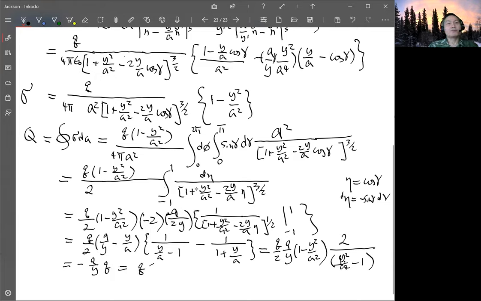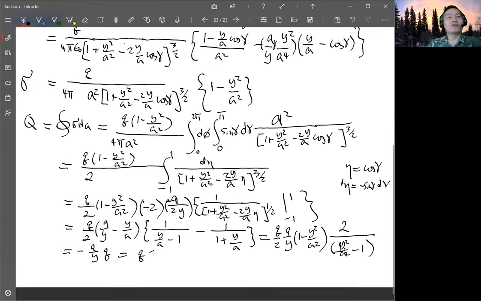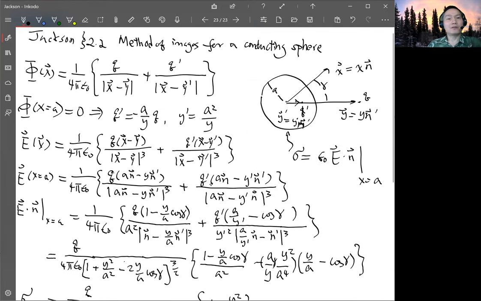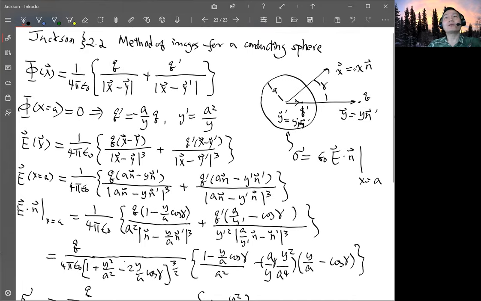Okay, so that is the first integral on the spherical surface. And the next step would be to calculate the force, okay? And so I'll do it next time because I'm running out of space here. Okay, so we'll do that integration next time.